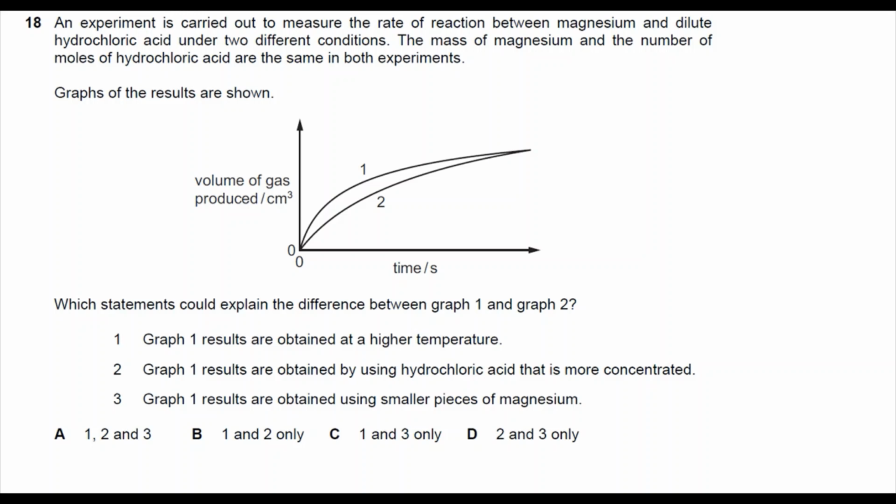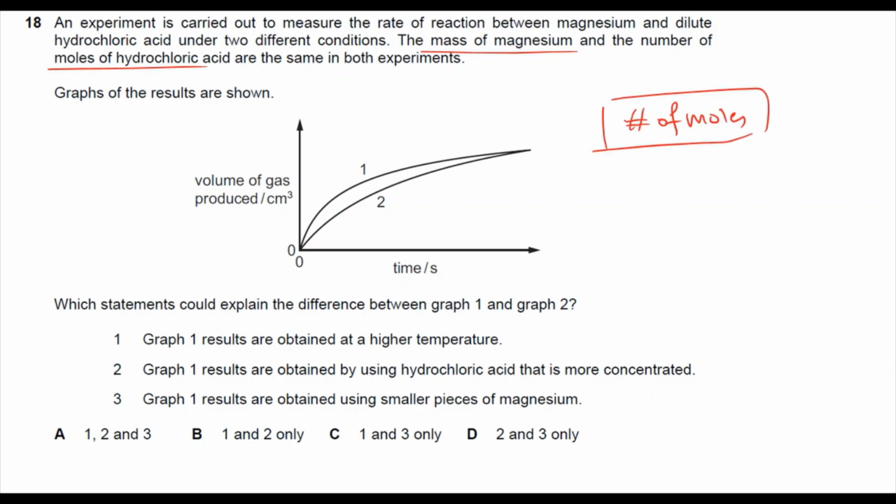An experiment is carried out to measure the rate of reaction between magnesium and dilute hydrochloric acid under two different conditions. The mass of magnesium and the number of moles of hydrochloric acid are the same. So they say, which statement could explain the difference between graph 1 and graph 2? Well, if you observe graph 1 and graph 2, you can clearly see that the total volume of gas being produced at the end of the day for each of these experiments is the same.